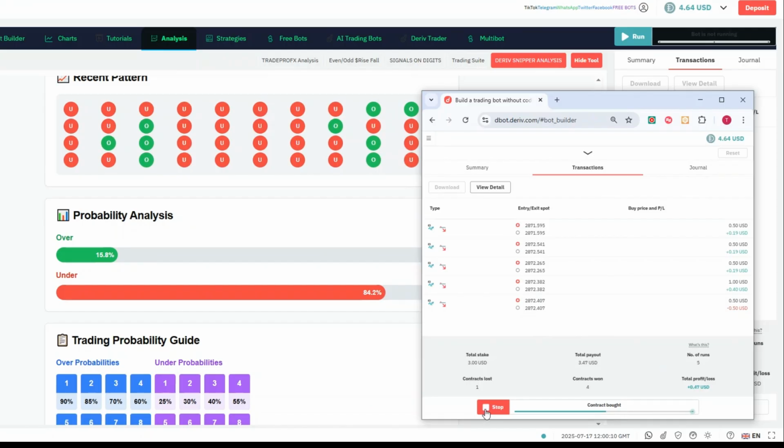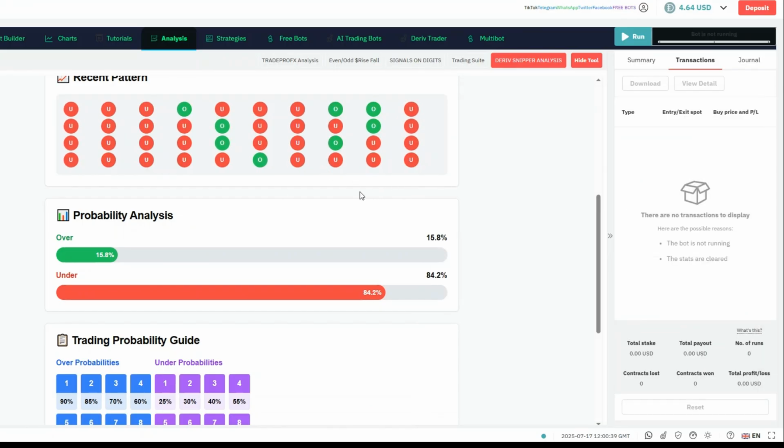So let me click the button. If you run 5 runs, you can reset or wait for the entry again. That's how you use the TradeProFX.pages.dev under the deriv sniper analysis. So that means if you have more capital, you can use a bigger stake, and then you will scoop some trades very well.